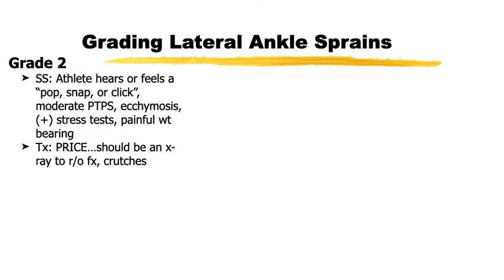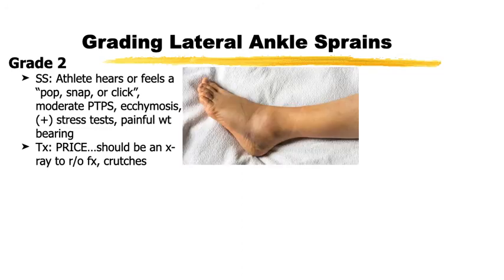So continue on with grade 2. Here's a nice picture of a grade 2 ankle sprain. The athlete actually feels a pop, snap, or click when they roll their ankle. They're going to have more severe point tenderness, pain and swelling, typically over both the ATF, the calcaneofibular ligament, maybe at the 5th metatarsal head. They're going to start getting ecchymosis, that black and blue discoloration you can see there in the foot. Then we're going to have positive stress tests, which I'll talk about soon. And when they walk, it's actually going to hurt. Now it's going to be painful for them to walk.